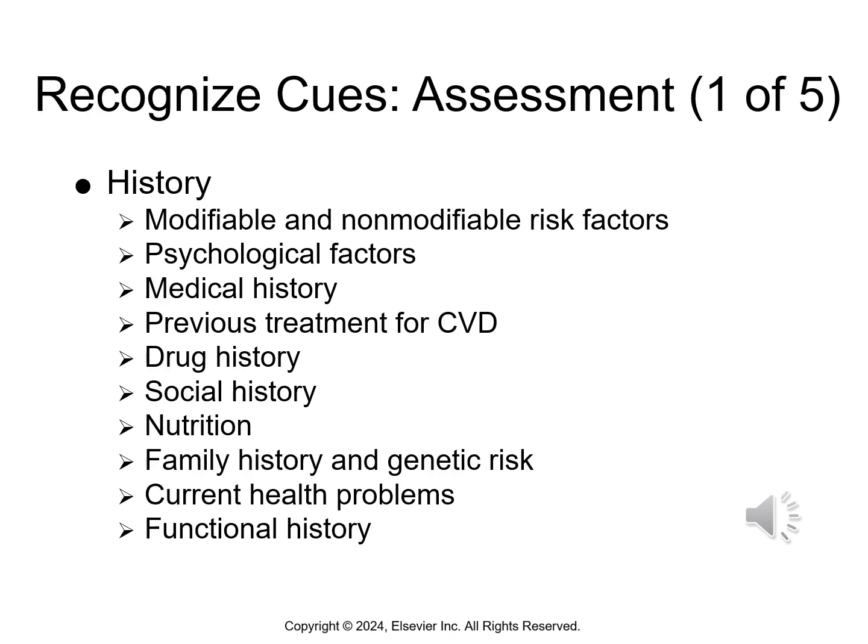So let's look at some of the cues we need to recognize. We'll start with our assessment. When we talk about the term DOE, that is dyspnea on exertion. When we talk about the term PND, that is paroxysmal nocturnal dyspnea. Modifiable risk factors are personal lifestyle habits, including cigarette smoking, physical activity, obesity, and psychological variables. Ask the patient about each of these common risk factors.